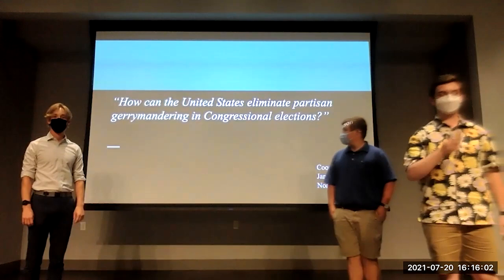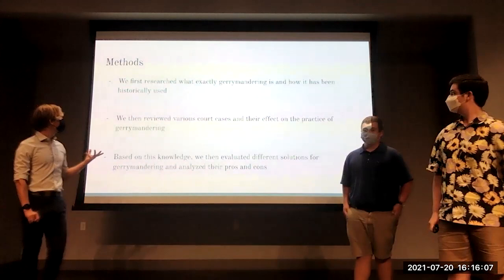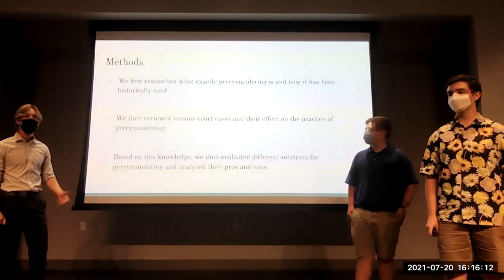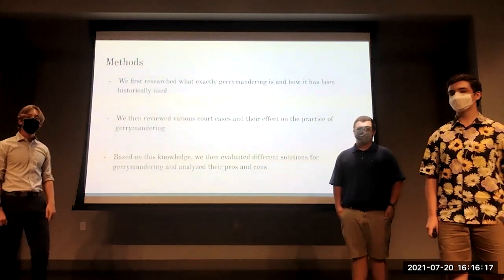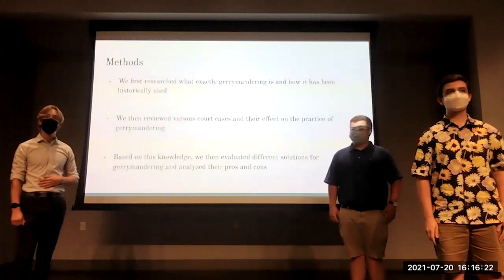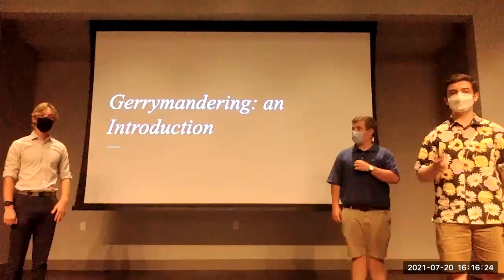So for the methods we used, we first researched what gerrymandering is and how it's been used historically in the U.S. Then we looked at some judicial involvement and how the courts have intervened in the past. And then lastly, we used that information to look at new ways to stop gerrymandering and make the system more fair for everyone. So let's first talk about what gerrymandering is.